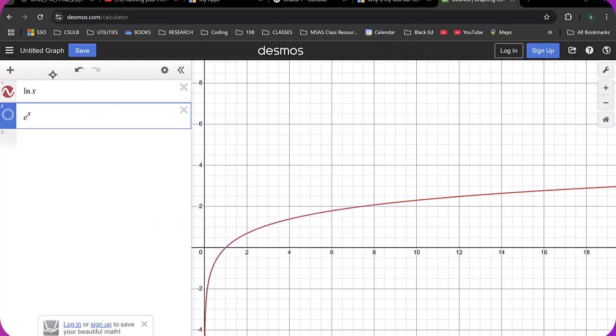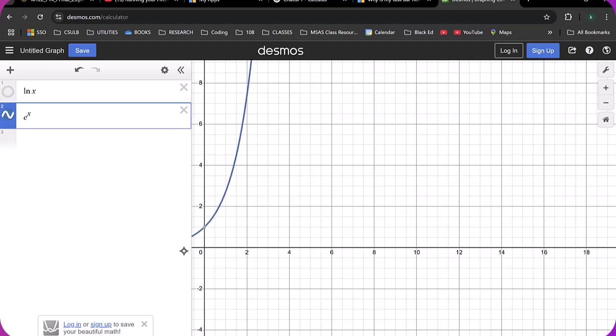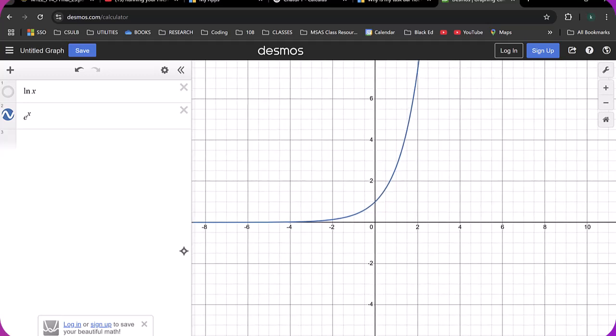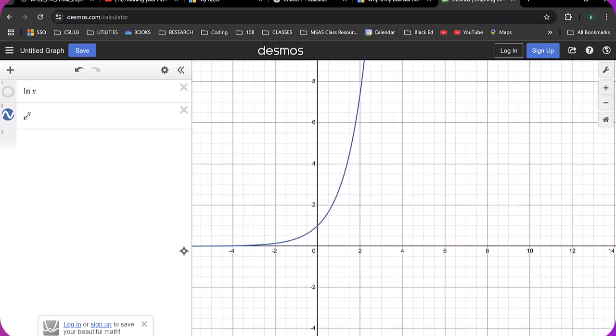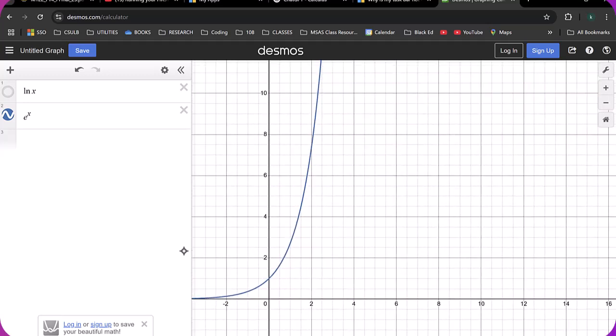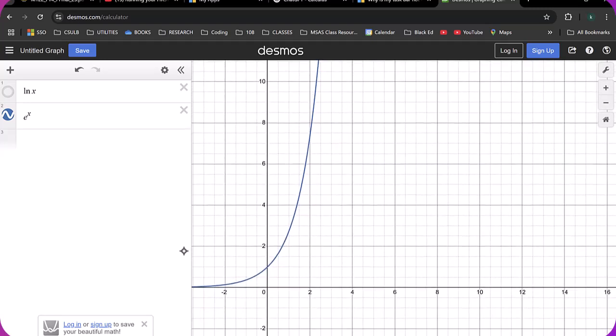Looking at the e to the x function, it does the opposite things. It has a y-intercept at 1 instead of an x-intercept at 1. It has a horizontal asymptote at y equals 0 instead of a vertical asymptote at x equals 0. It looks like it's going slowly and has a vertical asymptote, but it doesn't. It increases slowly to infinity as x goes to infinity.